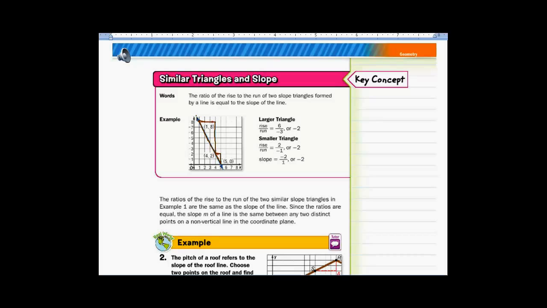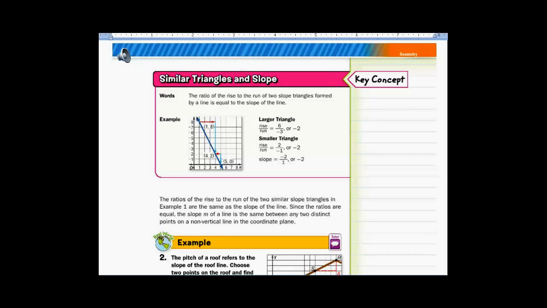So if you look at the larger triangle, it will rise 6 units, 1, 2, 3, 4, 5, 6, and run 1, 2, 3. 6 over 3. Now, notice they have a negative 3. Doesn't really matter if it's a negative 3 or a negative 6, but one of them has to be negative. Why? Because the line slants down. Remember, we said any line that slants down would have a negative slope anyway. So that's why it's negative 2. Smaller one. It will rise 1, 2, and run 1, and again, has to be negative because the line is slanting down. So it's still negative 2, either way.